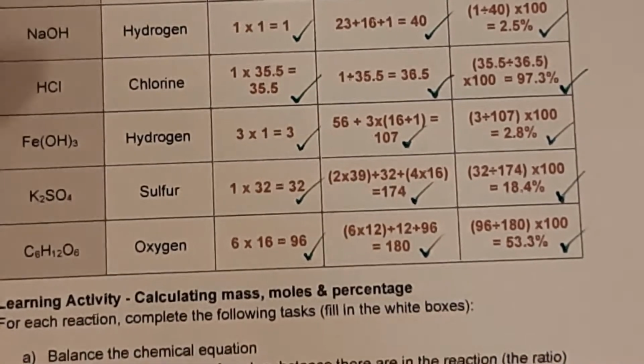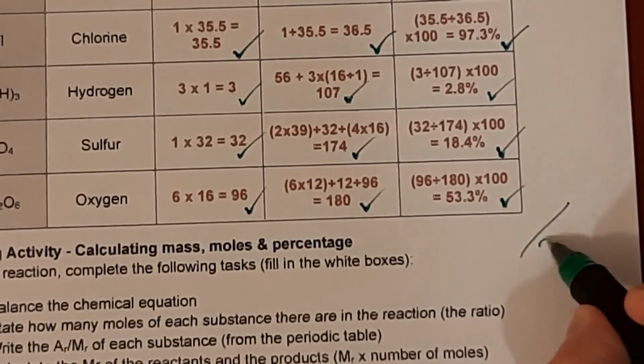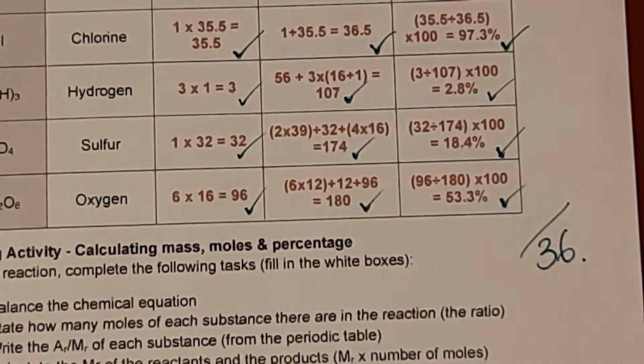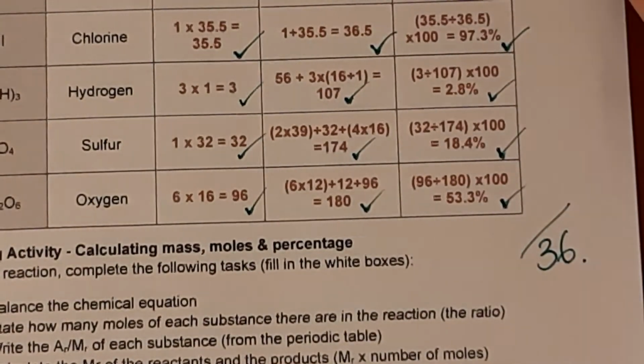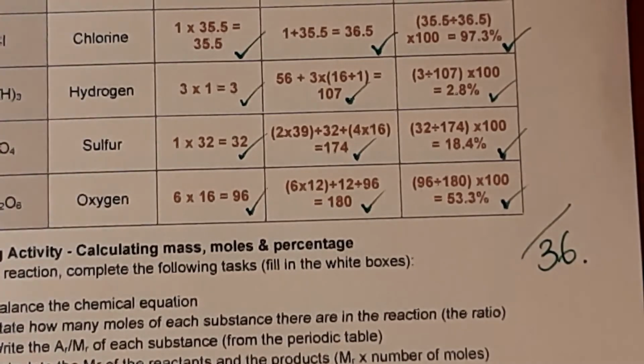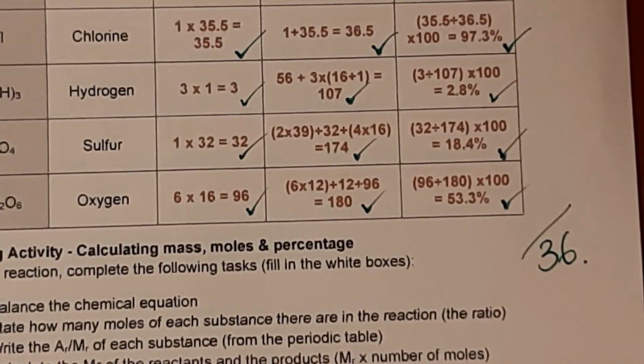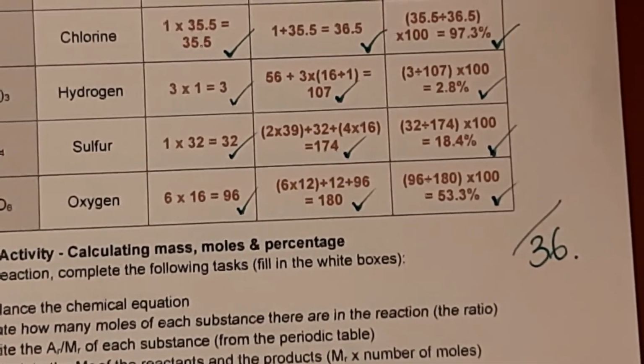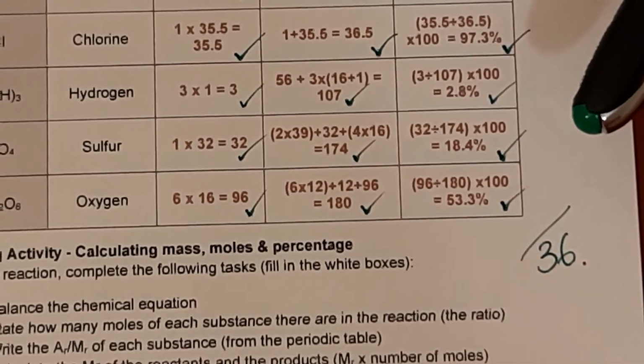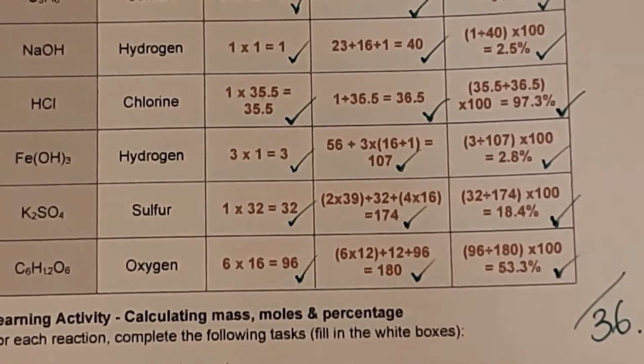So give yourself a mark out of 36 for all of those. If you got more than 30, that is exceptionally well done. If you got more than 25, well done. If you've got 10 or less, then you really need to have another go at that, because that demonstrates you've had some real problems. And do please feel free to email your teacher if you are stuck.